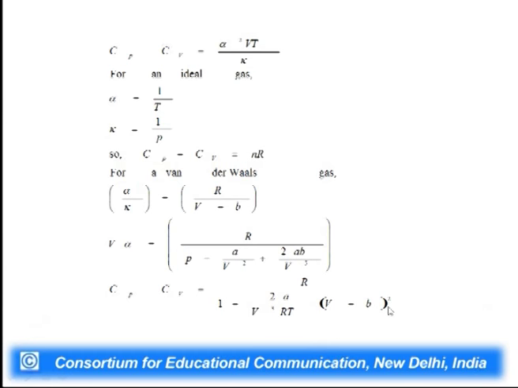So, whenever you have been given a gas following some model, you can use this equation to calculate Cp minus Cv for that gas. For an ideal gas, this is equal to R, but not for a real gas. So, Cp minus Cv is equal to R only for an ideal gas. For a van der Waals gas, Cp minus Cv is R divided by this whole factor.